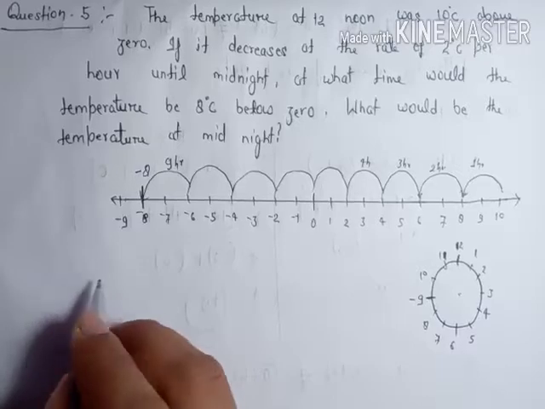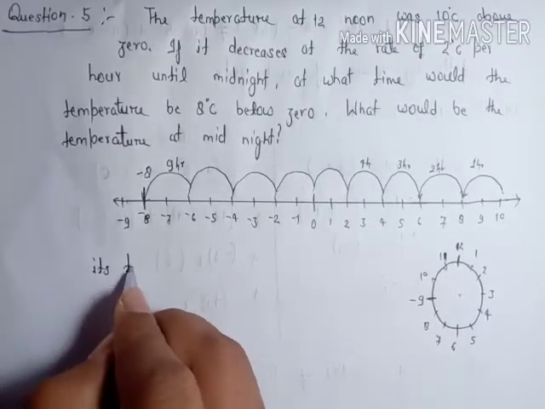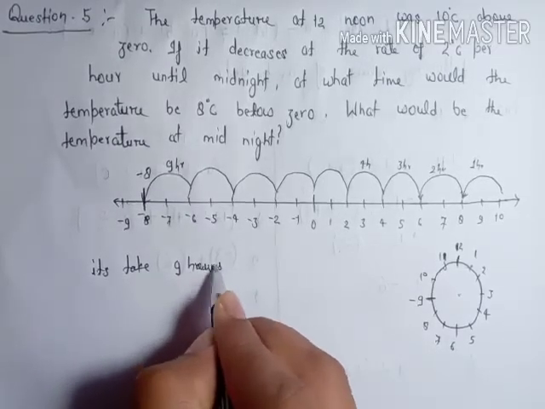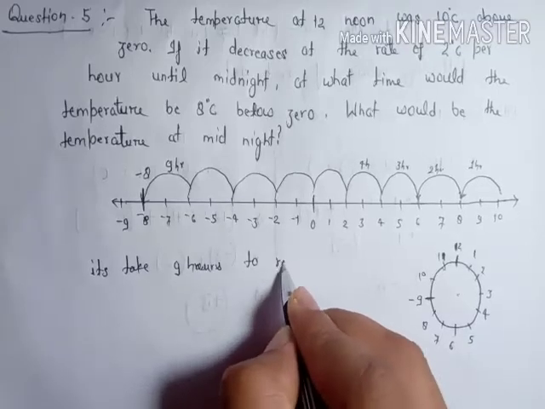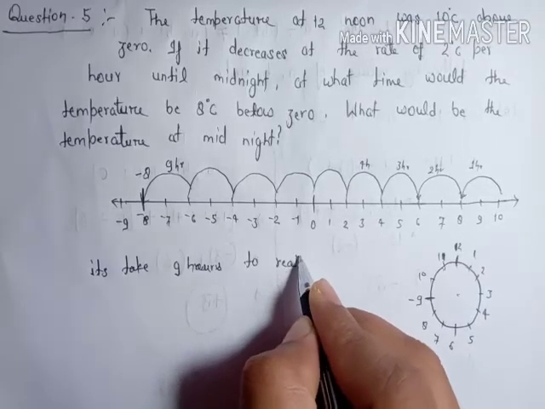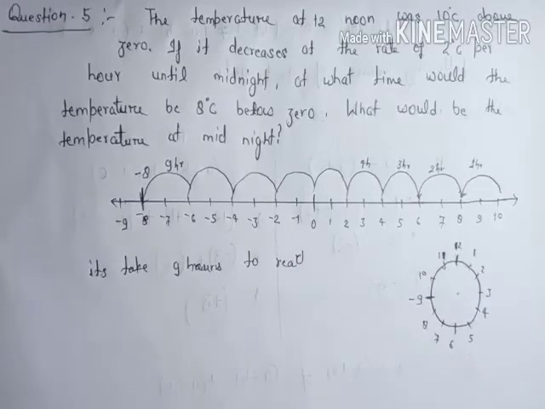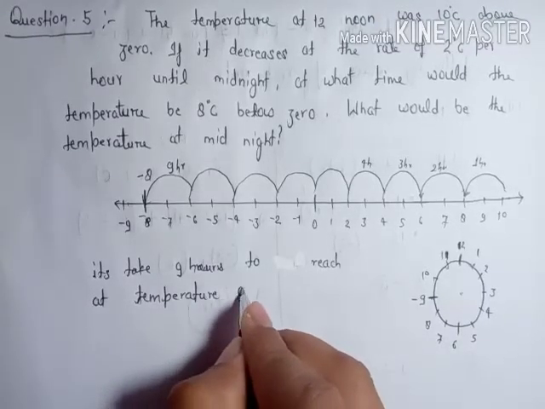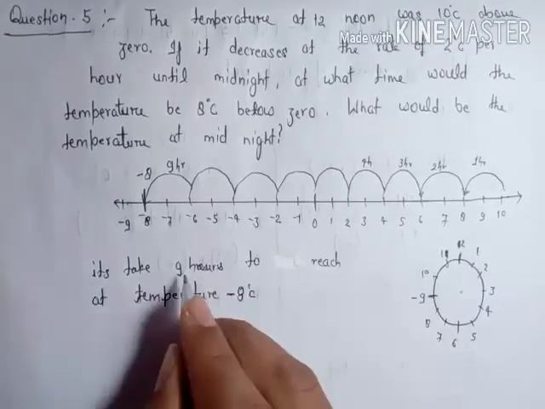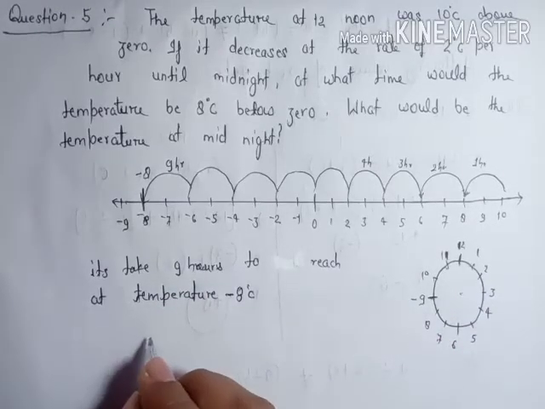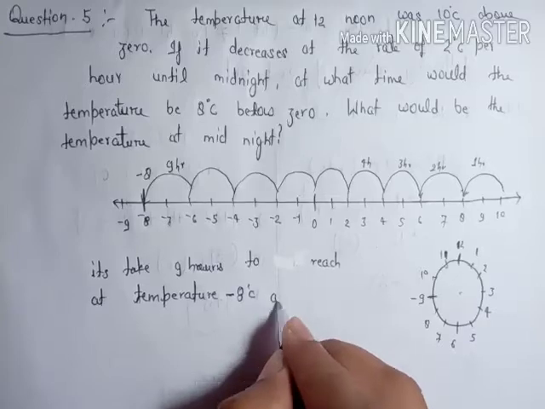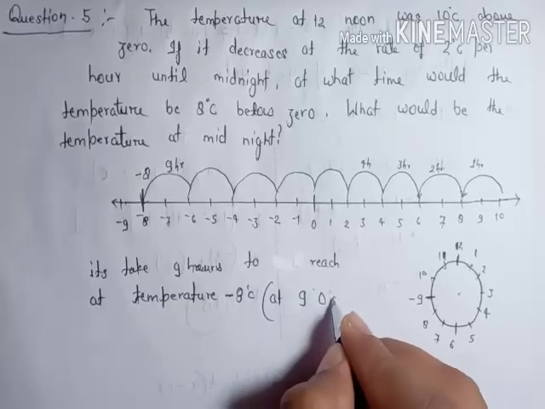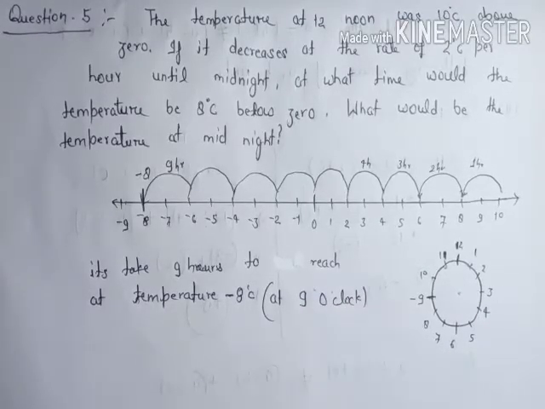So you can write here, it takes 9 hours to reach a temperature of minus 8 degrees centigrade. And 9 hours means 9 o'clock, at 9 o'clock in the evening.